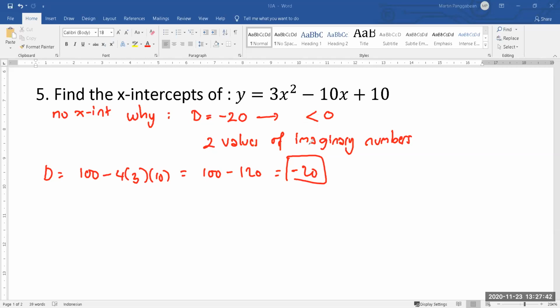Good. So now, since it is negative 20, of course, previously you just said there is no x-intercept, that's correct. On the graph, there is no x-intercept. It's not visually seen. But from now on, you need to find the values exactly in imaginary numbers. Why? Because actually it exists.